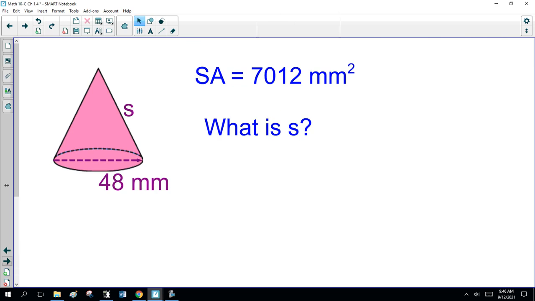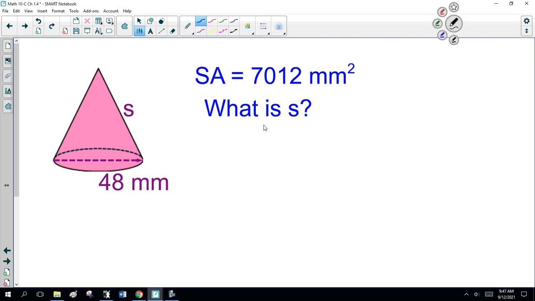Now, one of the 2 trick questions would be, I give you the surface area, work backwards and find one of the missing numbers. Now in this instance, the surface area of this cone is 7,012 millimeters squared. You have to figure out the side length S. Now point out a couple of things right off the bat you should notice. Radius is 24 millimeters.